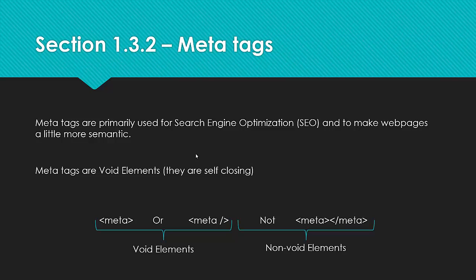Meta tags are primarily used for search engine optimization and to make web pages a little bit more semantic. So meta tags are what we call void elements. That means that they have an opening, but they should not have a closing. Most tags have the less than, the name of the element, and then the greater than at the end of all your attributes, then followed up by a less than, slash, meta, greater than. So this way, it knows that this is where the element begins, this is where the element ends.